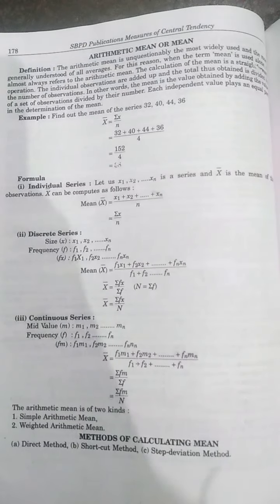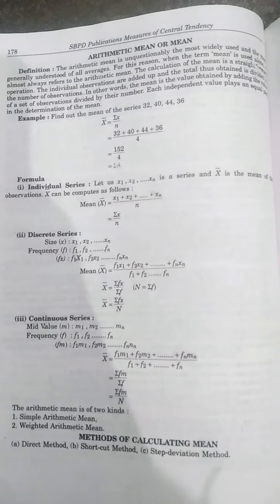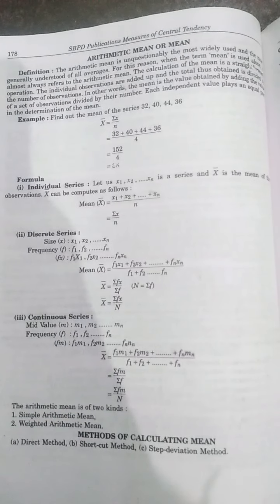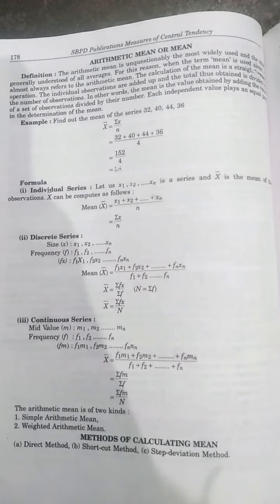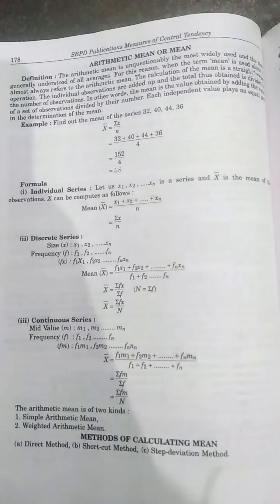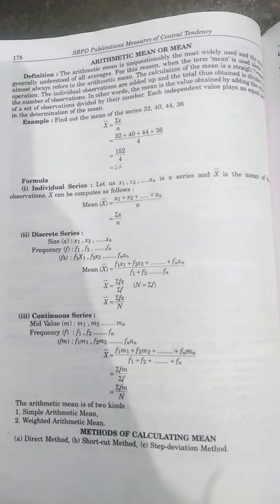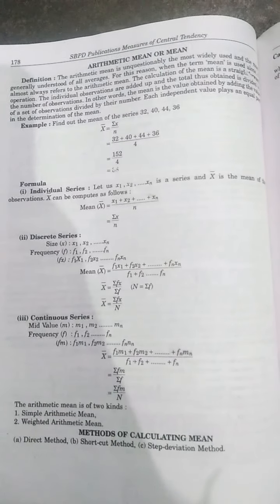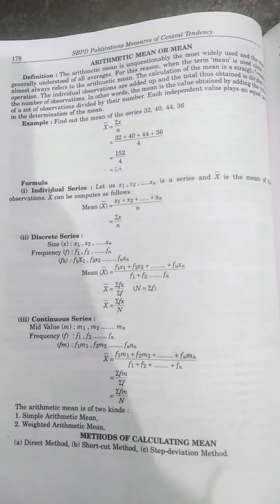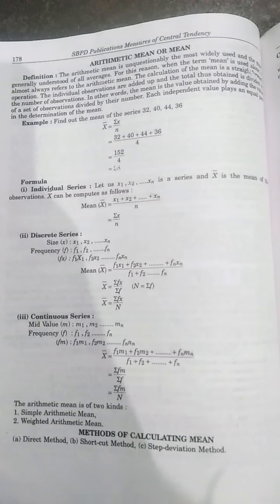Dear students, this video is about calculation of arithmetic mean. The arithmetic mean is the most widely used method for calculation of averages. It is a straightforward operation, and as you can see in the example, a simple series is given of 32, 40, 44, 36.